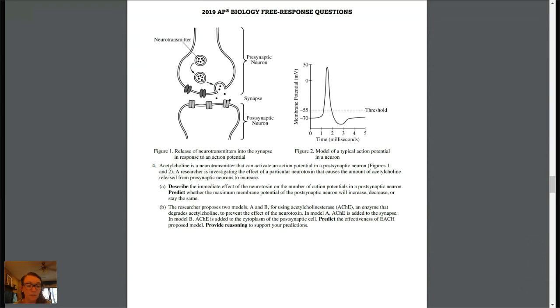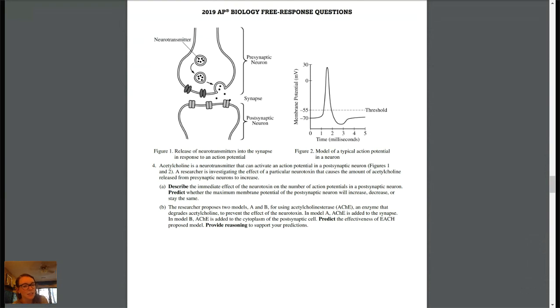Describe the immediate, note it says immediate, that's very important, effect of the neurotoxin on the number of action potentials in a postsynaptic neuron. That should be an increase. That's not going to be an increase forever, but in the immediate, it is going to be an increase because we have more neurotransmitters that are going to signal ligand-gated channels, which you can see in this diagram, that are going to lead to more action potentials in the immediate future. Eventually those will fill up and it's not going to lead to more action potentials. But in the immediate future, we should have an increase.